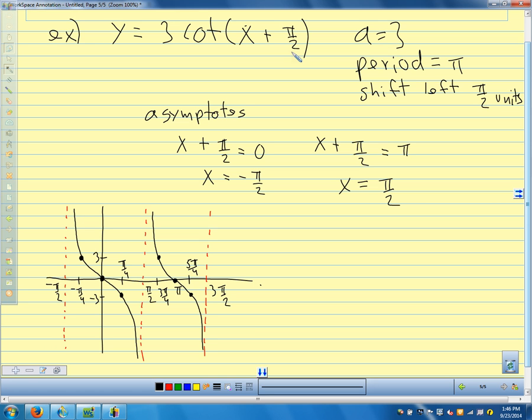All right, questions on graphing tangents, cotangents? So the big difference is the period of pi, and then for the tangent and cotangent, we don't have this oscillating thing going on. We have these asymptotes that happen every period.